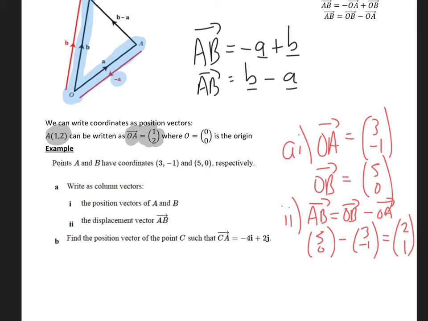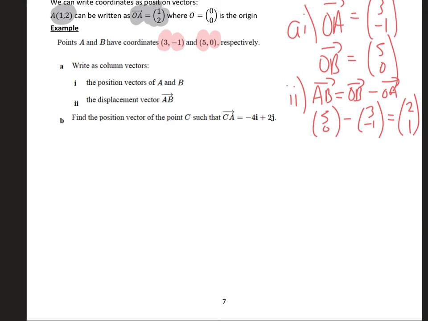Again, you could have got that without doing any kind of subtractions by thinking, how do I get from 3 to 5? I have to go along 2. And how do I get from minus 1 to 0? I have to go up 1. So 3, 1.